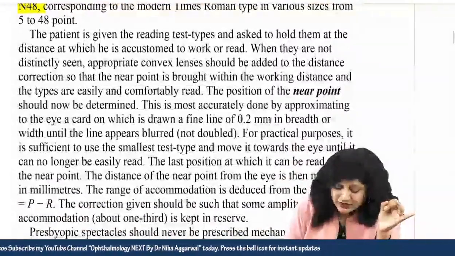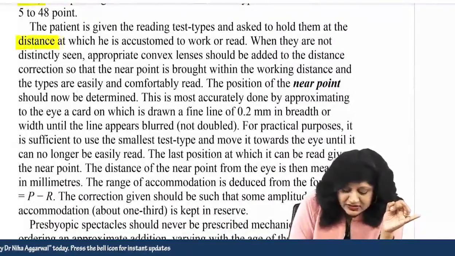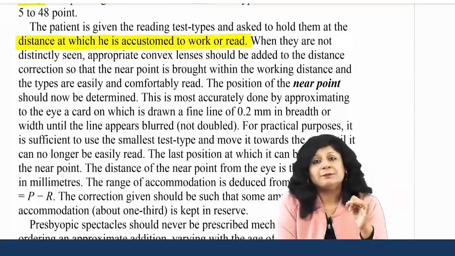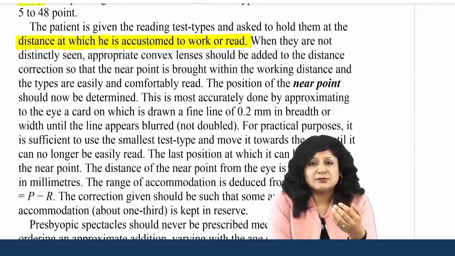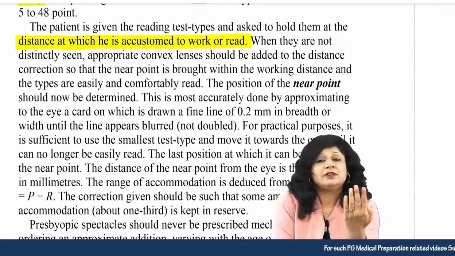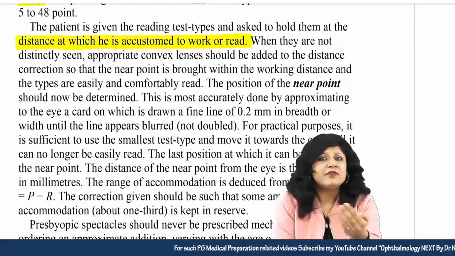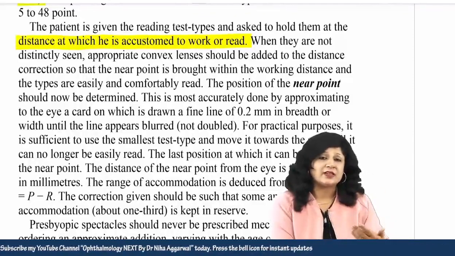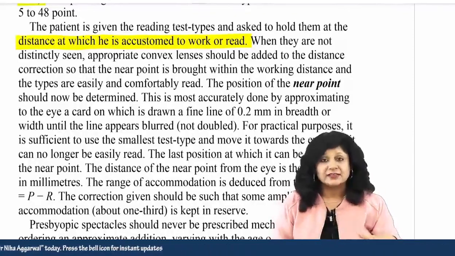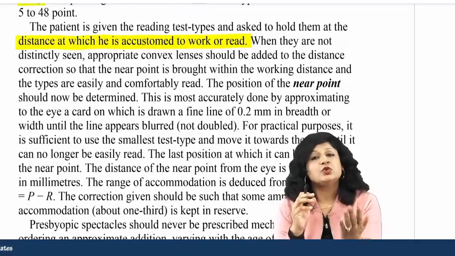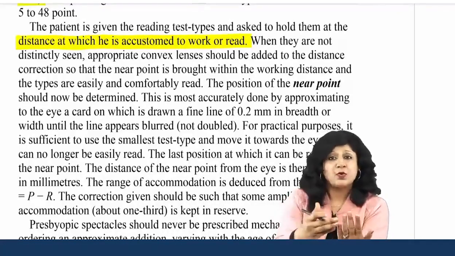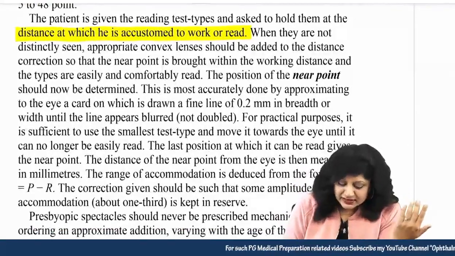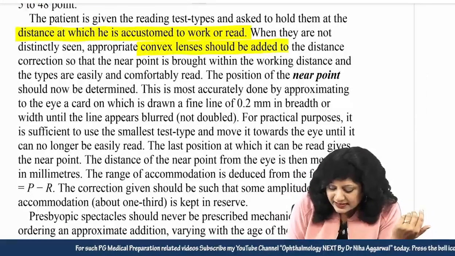The patient is given the reading test types and asked to hold them at a distance at which he is accustomed to work or read. Now again a very important thing. Every person is not accustomed to read at a very standard point. So there can be some variations at which the person is reading or doing his near work, according to his height, according to the posture, according to the convenience. So you have to ask the patient to hold these test types at the point where he likes to and is comfortable reading. When they are not distinctly seen, then we are adding the convex lenses.